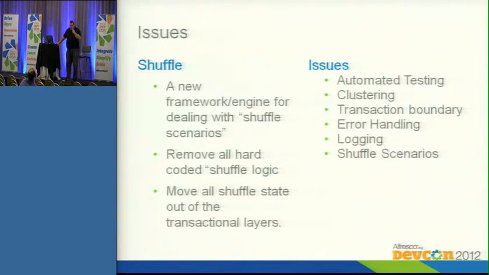So this is the big thing that we had to fix for Alfresco 4: how we deal with those shuffle scenarios, like the create shuffle I showed you at the beginning. So we've put in a framework for dealing with the shuffle scenarios, and we've removed all the hard-coded shuffle logic, and another piece of that work was to move all the shuffle state out of the transactional layers.